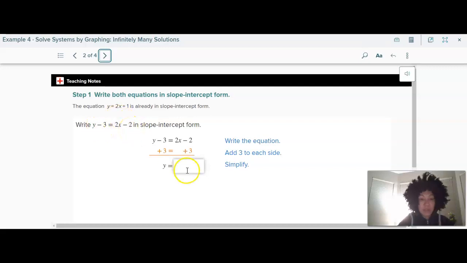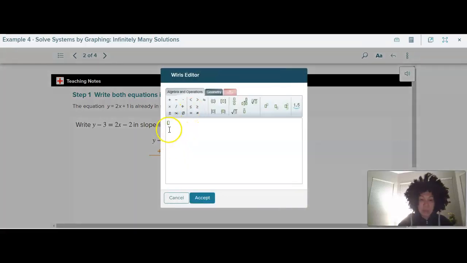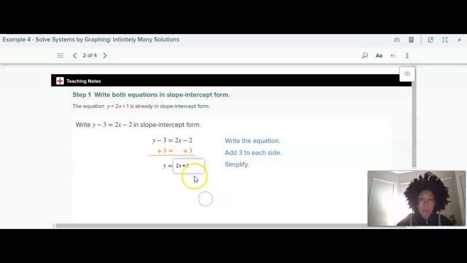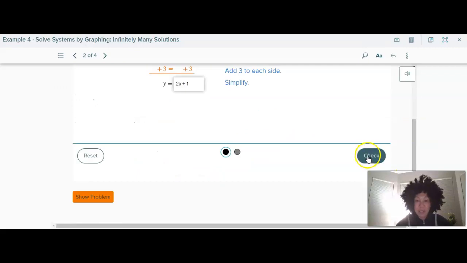sides. And if we do that, we end up with y equals 2x plus 1 plus 1. So what do you notice? Here's one equation, and when we simplify the other equation, it's also y equals 2x plus 1.